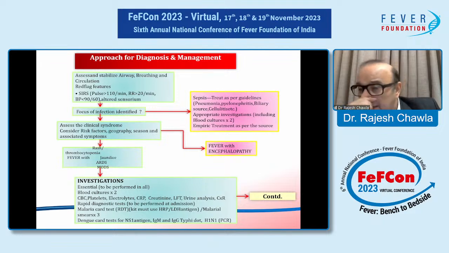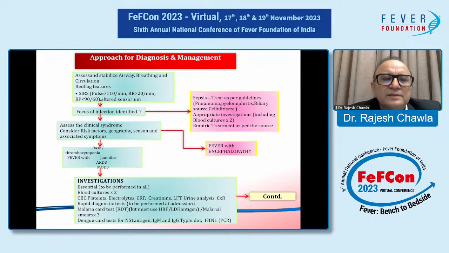Then you have taken a history and examination, and you have identified the focus of infection. And if the patient has sepsis, then you treat sepsis as per the sepsis guideline. I'll not go into the detail whether it's pneumonia, pyelonephritis, biliary source, cellulitis. So you treat, think of the probable organism, and then you choose your antibiotic according to that. And then you send appropriate investigations. But I feel in all these patients with infective fever, blood culture is a must, because if it has been taken appropriately, it is not contaminated, it will give you the answer and make you more confident in de-escalating the treatment. And empirical treatment has been started.